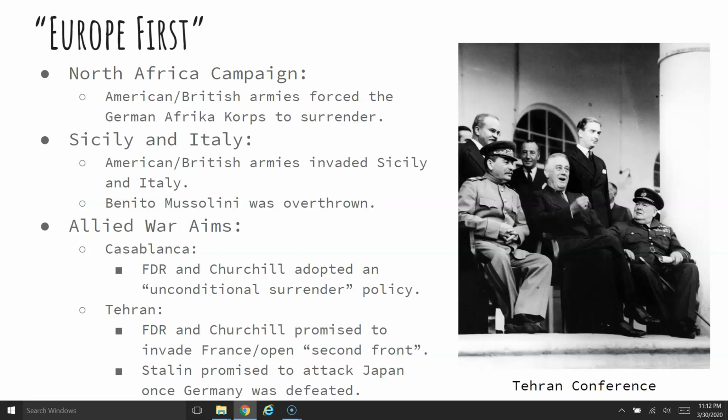So FDR and Churchill promise that they will start planning an invasion of France, and in return, Stalin will attack Japan and help with the defeat of Japan once Germany has been defeated.